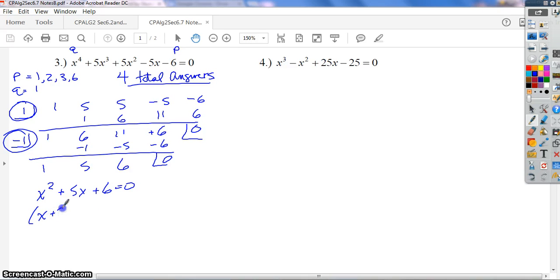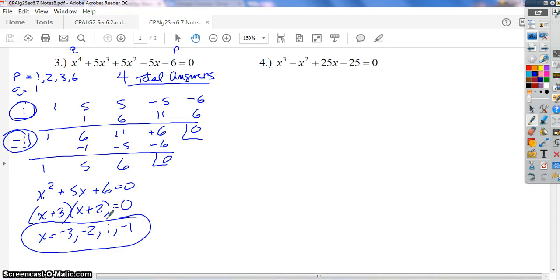These look like they're going to be real answers, because this is x plus 3, x plus 2 equals 0. So x is negative 3, x is negative 2, x is positive 1, and negative 1. So there are my 4 answers. In this case, none of them turned out to be imaginary.